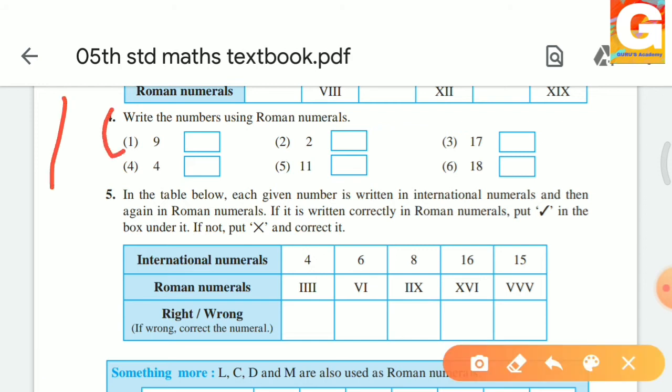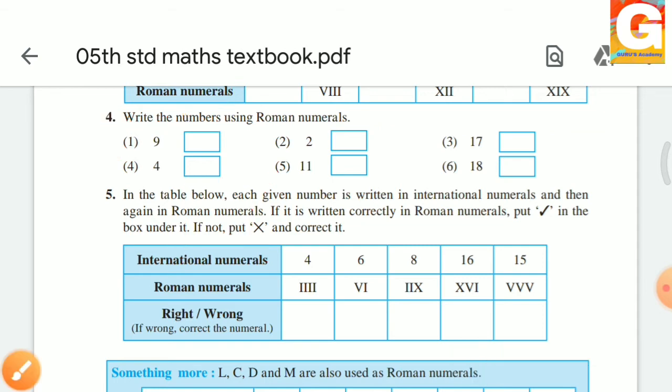9 means 10 minus 1. So how are we supposed to write 10? This is your 10 and you have to write minus 1. So minus 1 comes to the left hand side. So left hand side means this is your 1. So this is how 9 you're supposed to write in Roman numbers. What is the next number given? It's 2. It's very simple. This is your 2.